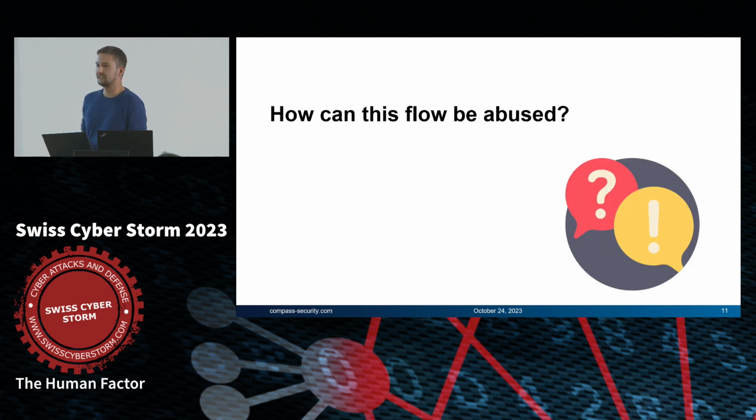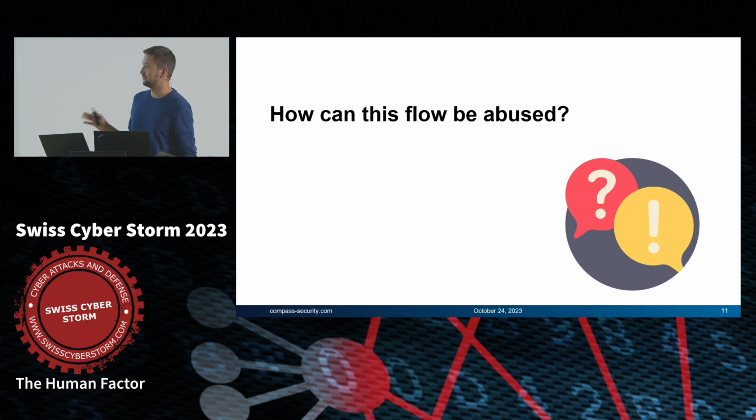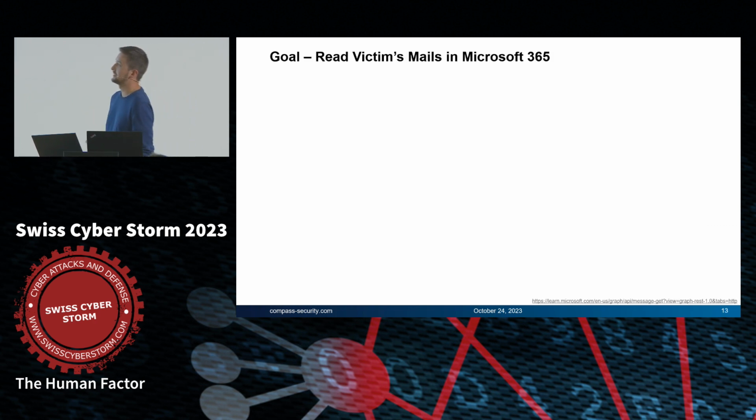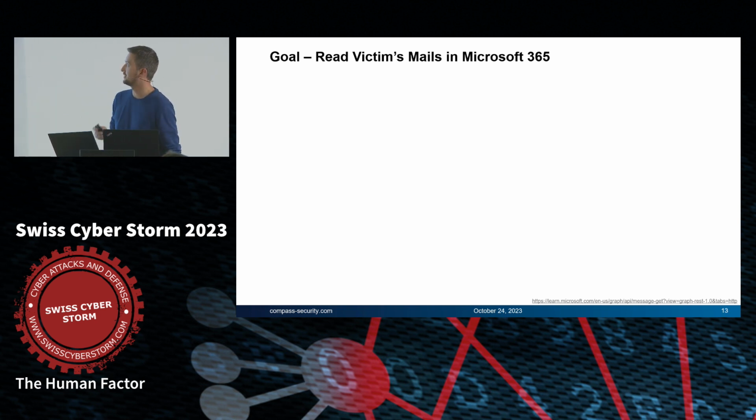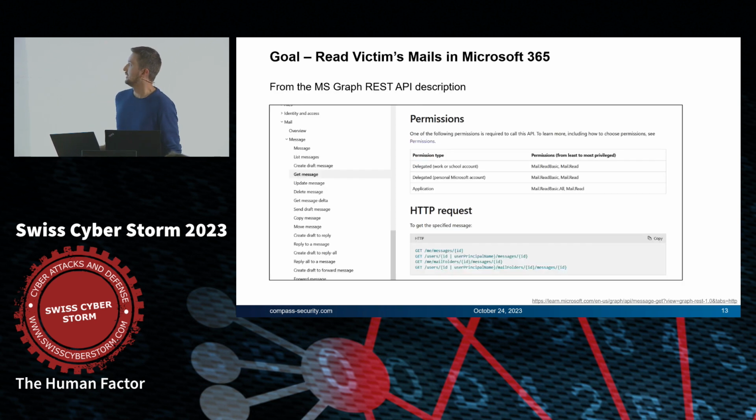So now the question is, how can this flow be abused? What it basically allows us to do is initiate a login flow on one device and finish it on another device. So maybe some people already have an idea how to abuse this. Let's say we are a threat actor and we would like to read some mails of a Microsoft 365 account.